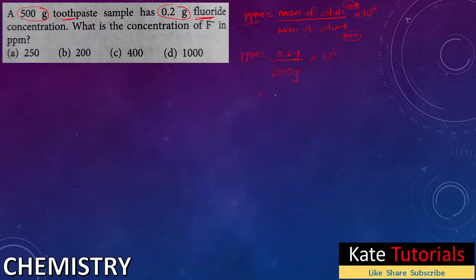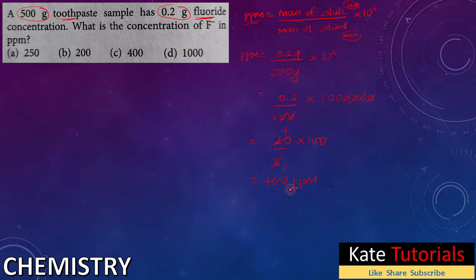Now let me do simple mathematics. Grams cancel out, so 0.2 divided by 500 into 10 to the power 6. Can I write it like this? 1, 2, 3, 4, 5, 6. So 500 and 20, I'll cancel it out. So it is 0.2, if I take 2, it becomes 2. I'll do it into 100 so that I can cancel out 2. So it is 20 into 100 divided by 5. 5 ones are 5, 5 fours are 20. So 4 into 100 is nothing but 400 ppm.